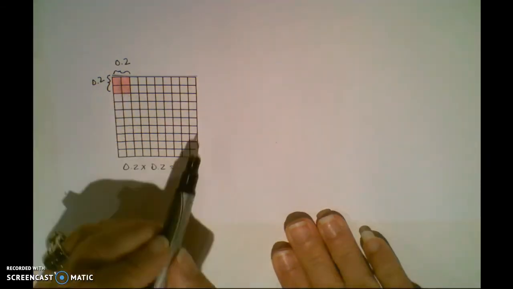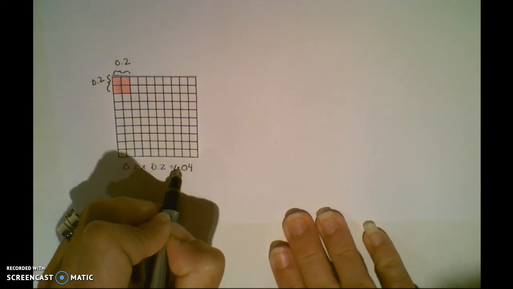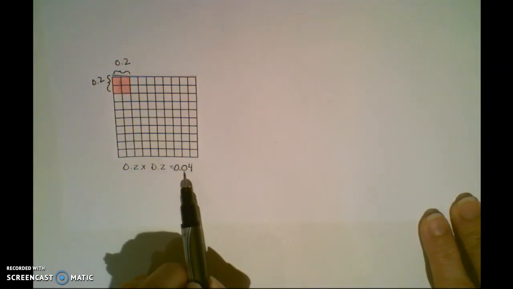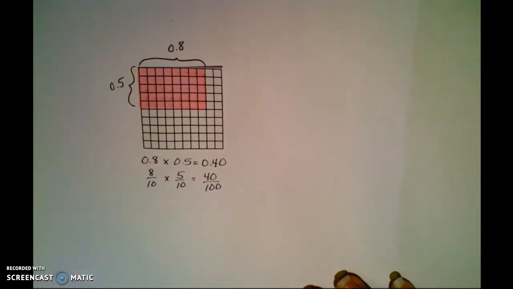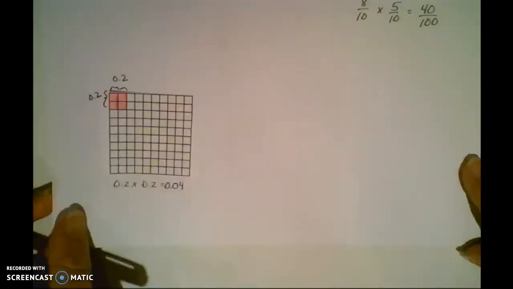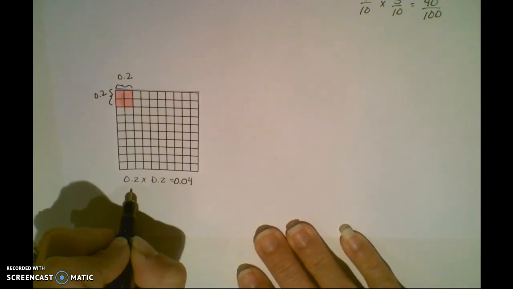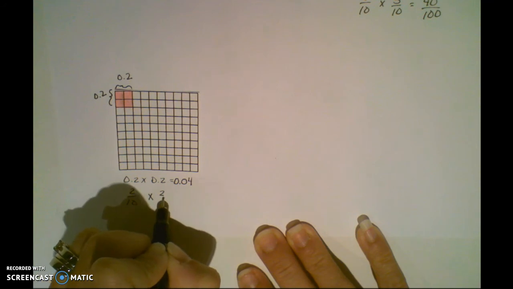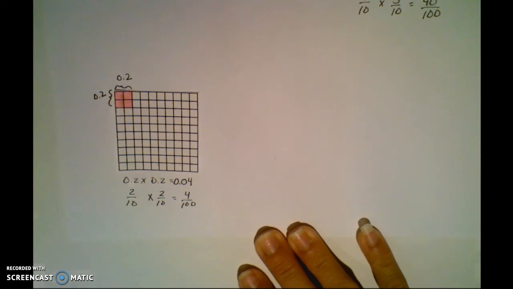This is 4 out of 100. So remember, as a decimal, that means the 4 is going to go in the hundredths place because there are 4 hundredths that are shaded in. If I put it here, that would mean 4/10, or that's the same as if we look back at number 2, 40 hundredths. That's very different from only having 4/10. So let's be careful with our place value as we work through these problems. 2/10 times 2/10 equals 4 hundredths.